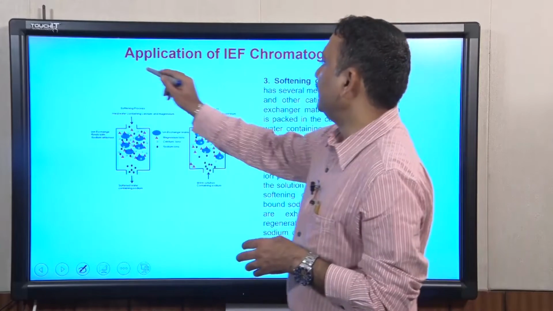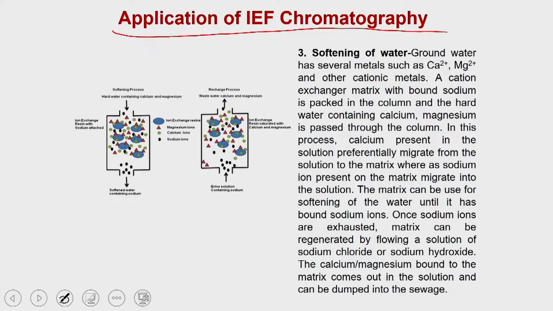Now, this is the daily use application of ion exchange chromatography, where it can be used for the softening of water. You know that the water we get from the groundwater has several metals as contamination, such as calcium, magnesium and other cationic metals. A cation exchange chromatography matrix with bound sodium is packed in a column, and the hard water containing calcium and magnesium is passed through the column.